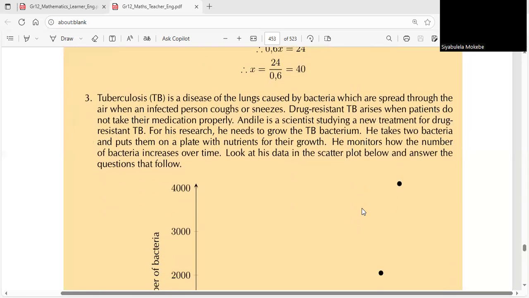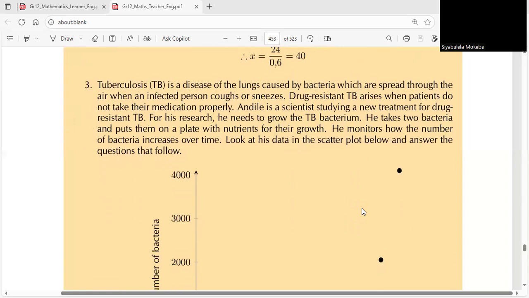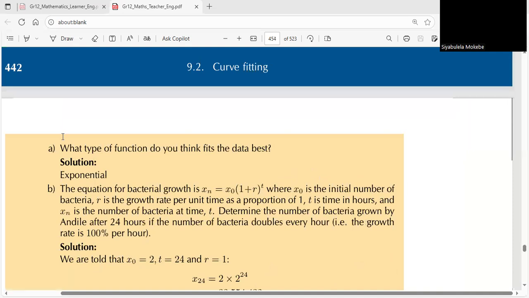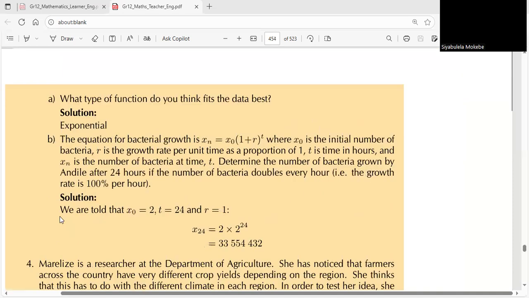Then number 3, this question about TP, it's exponential. And then B, we are told that x sub 0 is 2 and t is equal to 24 and r is 1. I just plug those things there. Then you get your answer.